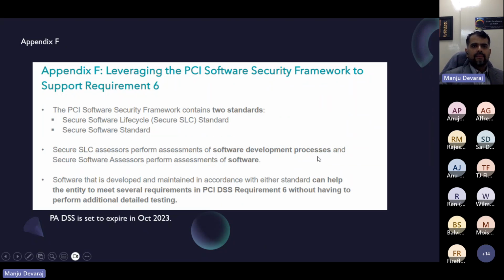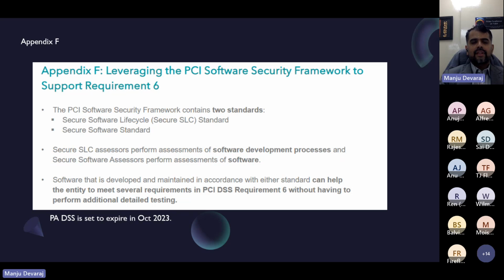Okay. So now further, appendix F. There is an appendix. Now I was talking about appendix E. Appendix F is talking about the PCI software security framework. Now this is brand new. Okay, PA-DSS has been set to expire. They have set the expiry in October 2023, and they're phasing it out, right?